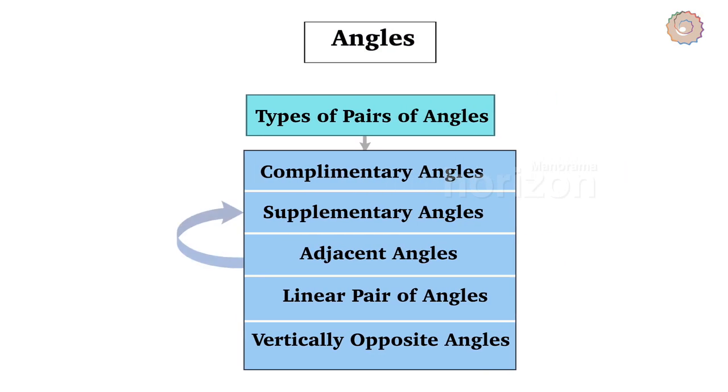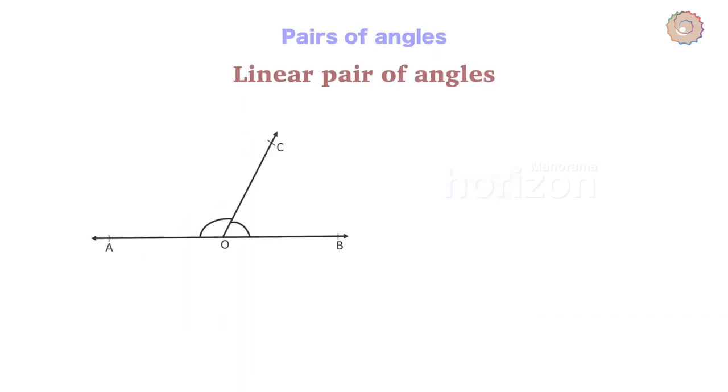Let's find out. If adjacent angles are supplementary, they become linear pair of angles. Let's see this in detail. Consider the angles formed when a ray, say OC, stands on a line AB. What are the angles formed at the point O? They are angle AOC, angle BOC and angle AOB.